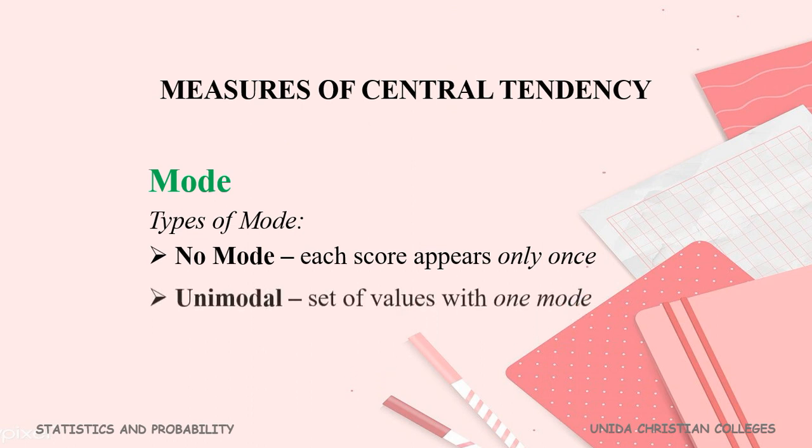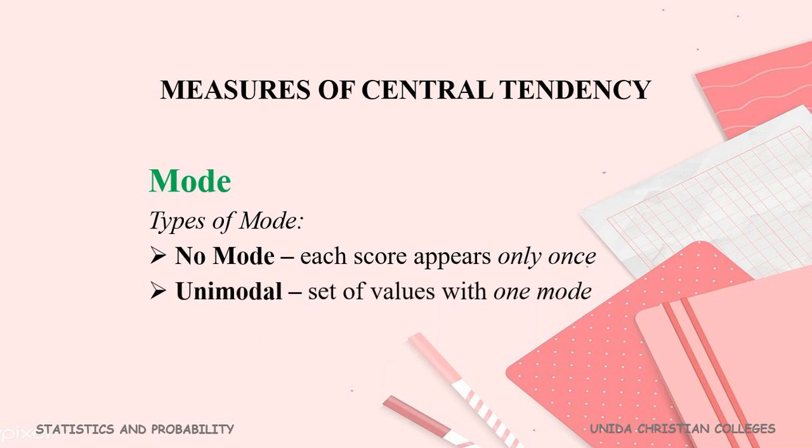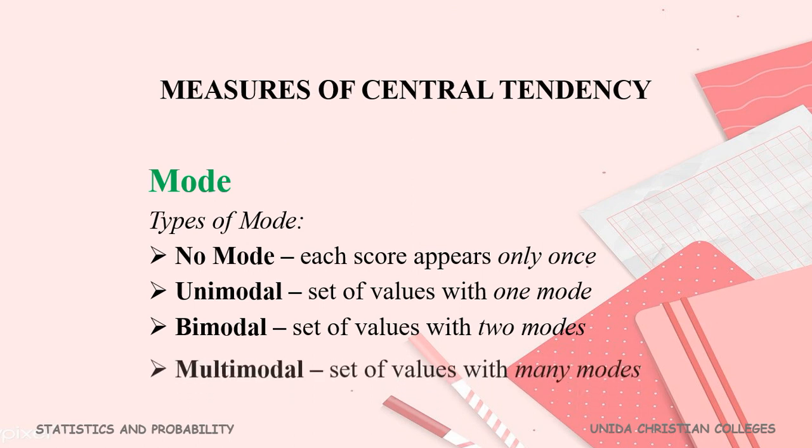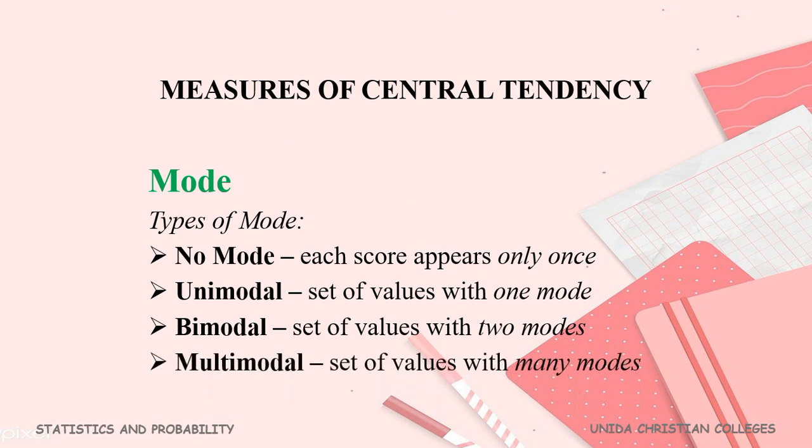Okay, second is unimodal. Set of values with one mode. So, nakita mo sa data mo, may isa doon na nag-occur ng mas marami. Isang number lang. So, that is a unimodal, kasi isa lang naman ang mode na nakuha mo. And of course, we have bimodal. From the word bi, we have two modes. And multimodal, multi, marami. Many modes.